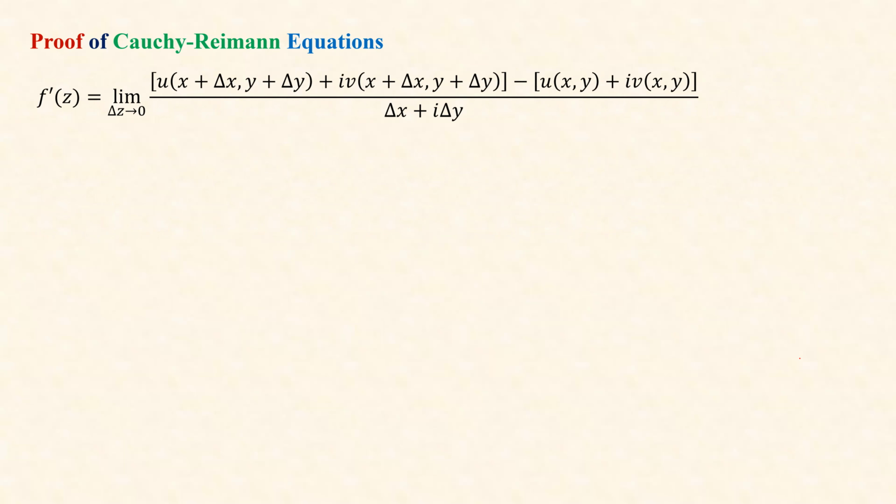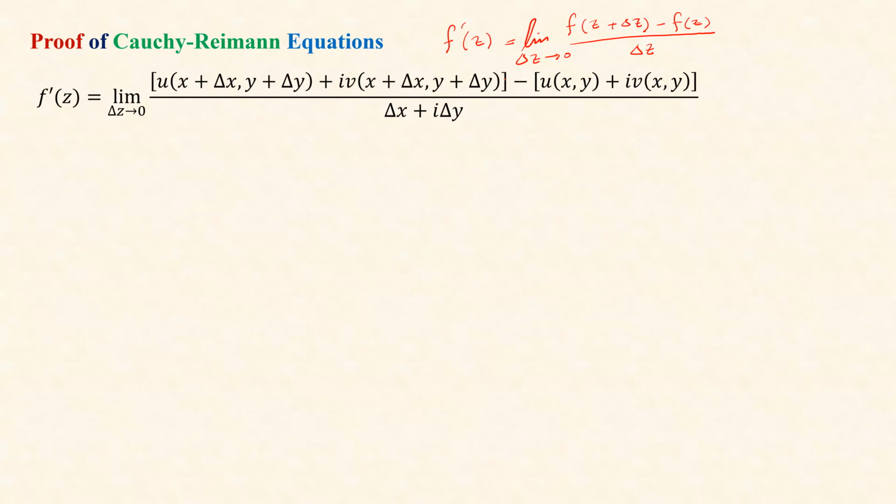As we said, f prime of z is equal to the limit of f of z plus delta z minus f of z, divided by delta z, as delta z goes to 0. But delta z is written in terms of x and y, and f is written in terms of u and v, the real part and imaginary part.